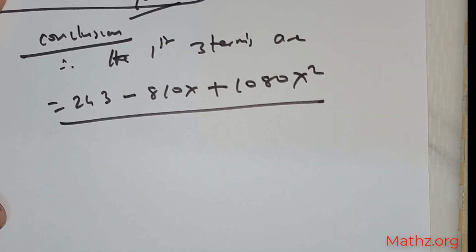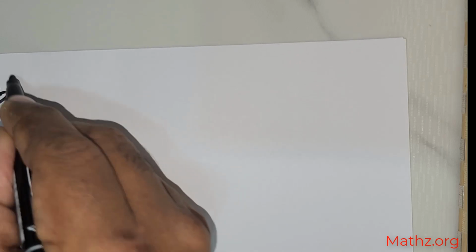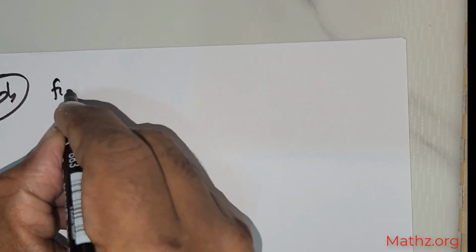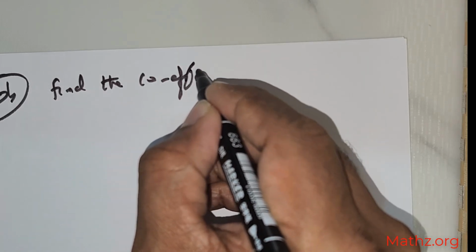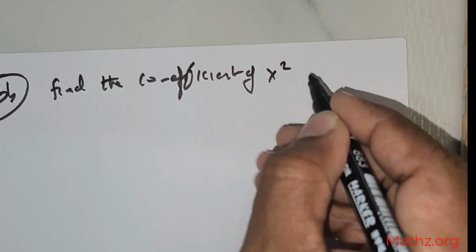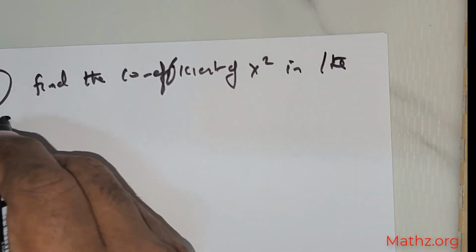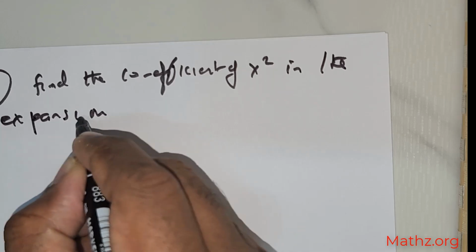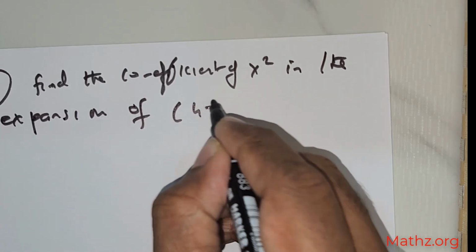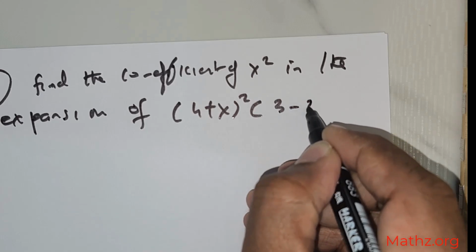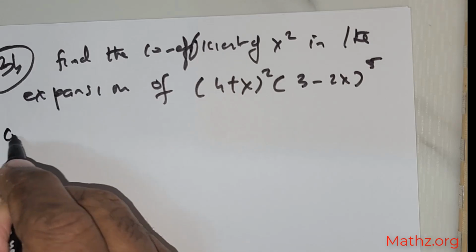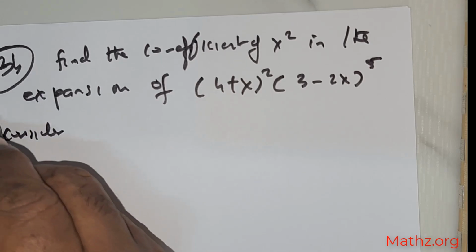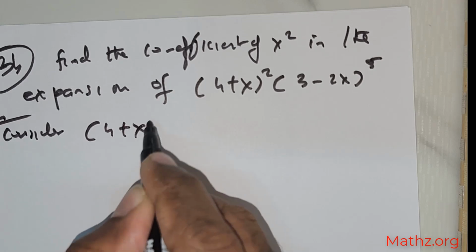Now we need to do the second part also. Now for the second part, this is part 3b, we are asked to find the coefficient of x squared in the expansion of (4 + x) raised to the power of 2 times (3 − 2x) raised to the power of 5. Now what I'm going to do is I'm going to first consider, this is a solution, consider (4 + x) whole squared.